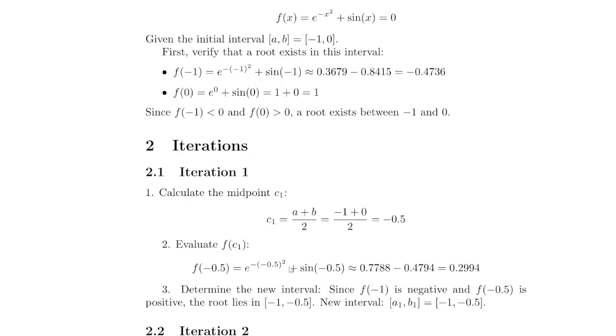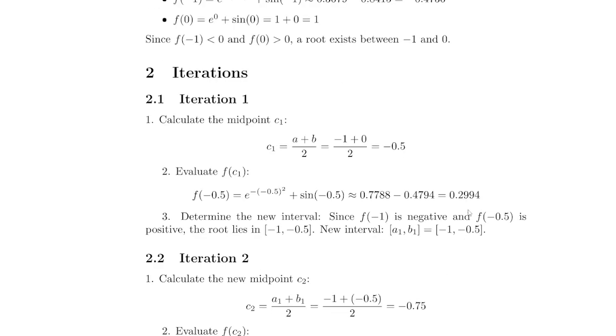So let's calculate the midpoint. So the midpoint will be the midpoint of -1 and 0, which is -1/2. We're going to plug it into f of x, and we're going to get 0.2994. So the new interval is going to be between -1 and -0.5, because since f of -1 is negative and f of -0.5 is positive, you want to go between a negative and a positive interval.